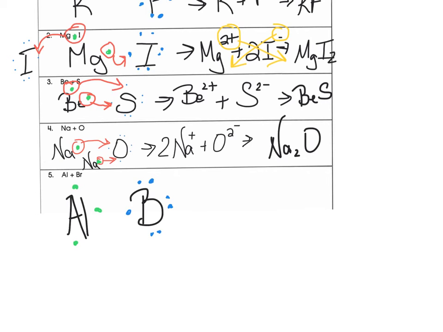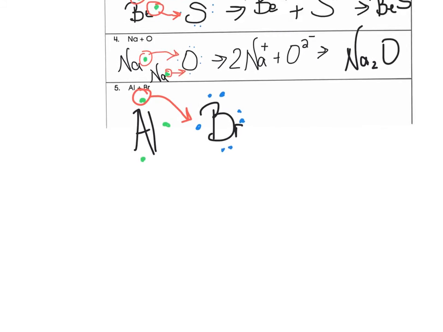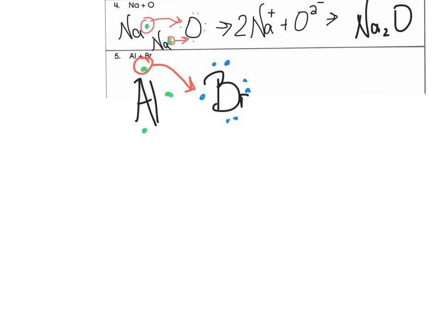Okay, and so aluminum is going to give its electron to bromine, but it's still got 2 more. So I'll fix that. That's Br for bromine. We're going to need 2 more bromines to make this happen. So let's kind of get over here a little bit. And so let's put 1 bromine here and 1 bromine here.